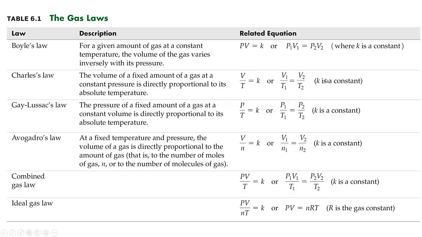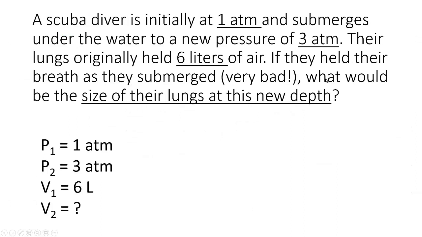So that being said, anytime you have a problem and it looks something like this, how you do these problems is very systematic. You identify your variables, which is what you can see here on the left hand side. So this problem says a scuba diver is initially at 1 atmosphere and submerges under the water to a new pressure of 3 atmospheres. Their lungs originally held 6 liters of air. If they held their breath as they submerged, which FYI is very bad, we talked about that earlier, what would be the size of their lungs at this new depth?